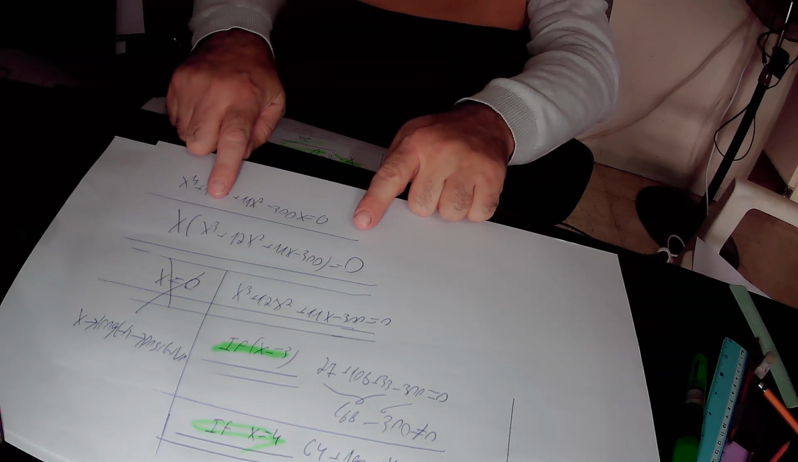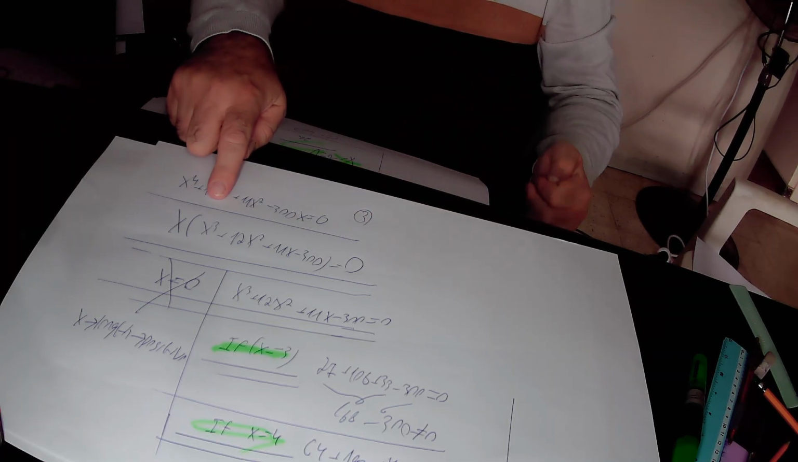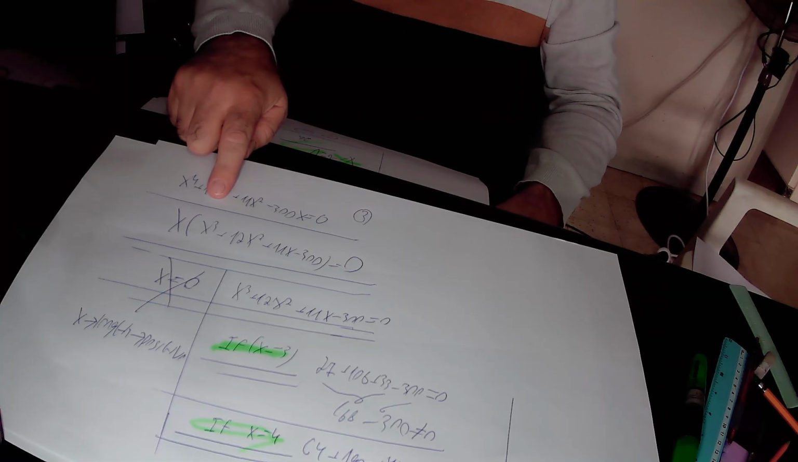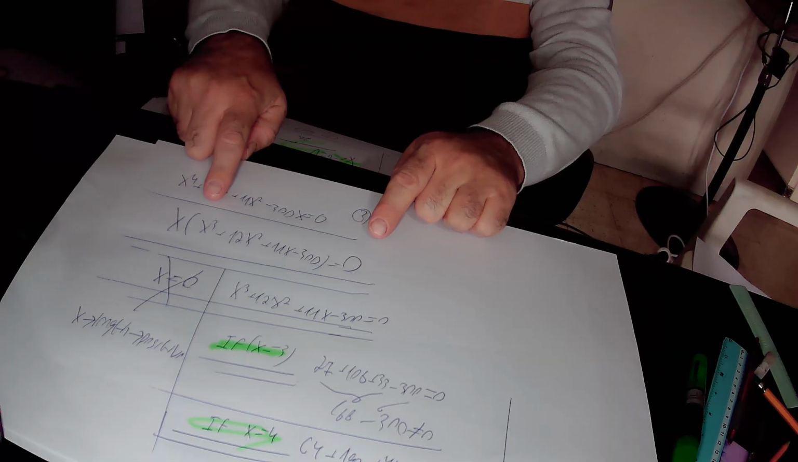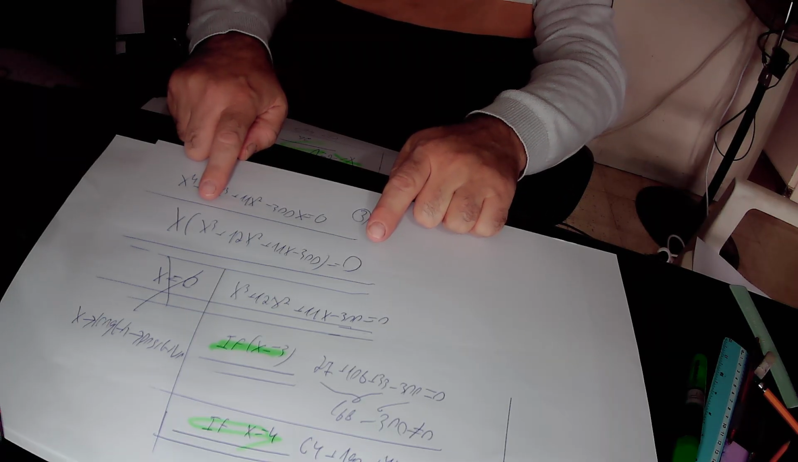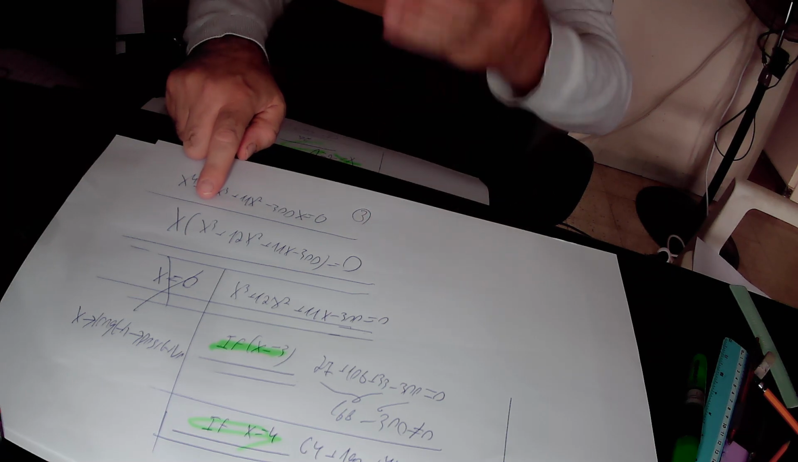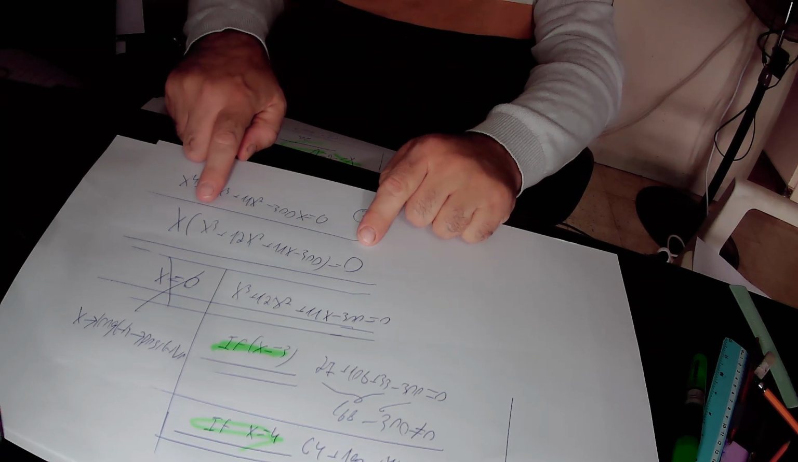This equation has two possible solutions. The first solution for this equation is x equals 0. Then 0 times anything is 0. You get that the left side of the equation equals the right side of the equation. That is to say, 0 equals 0. So the first solution to this equation is x equals 0.